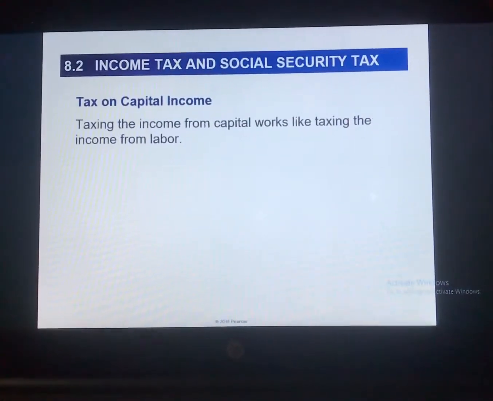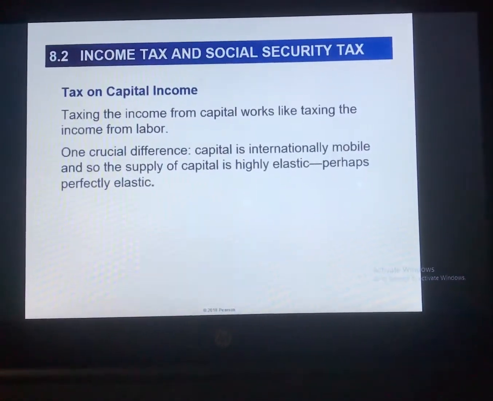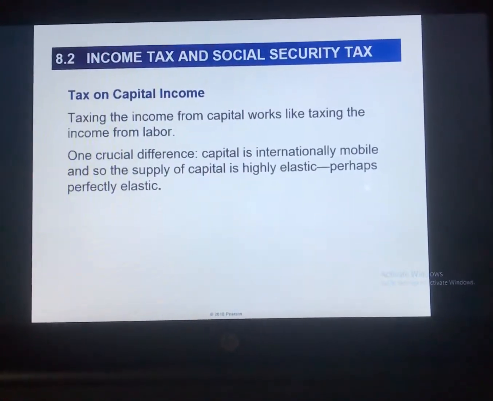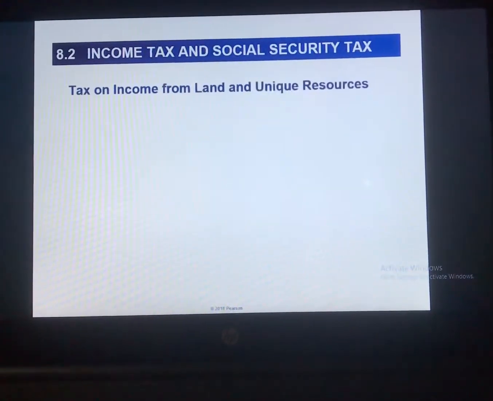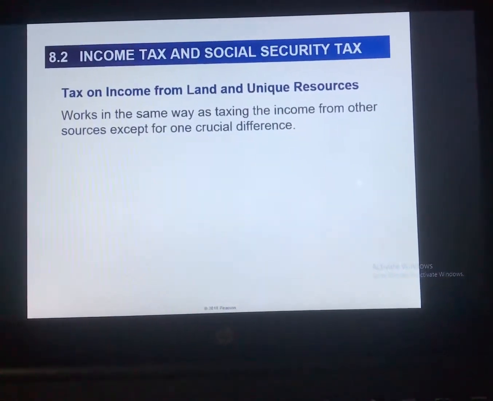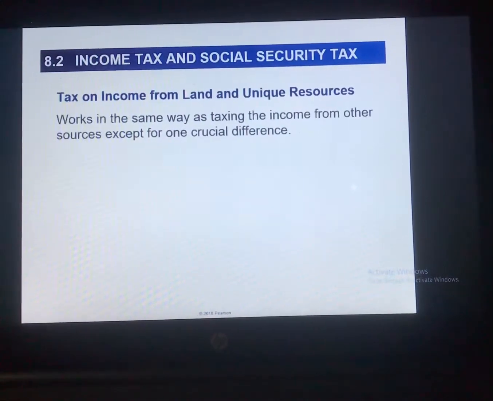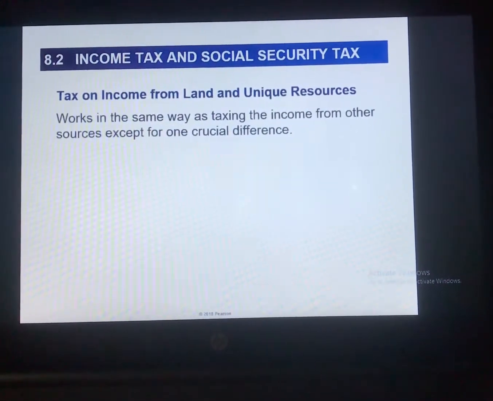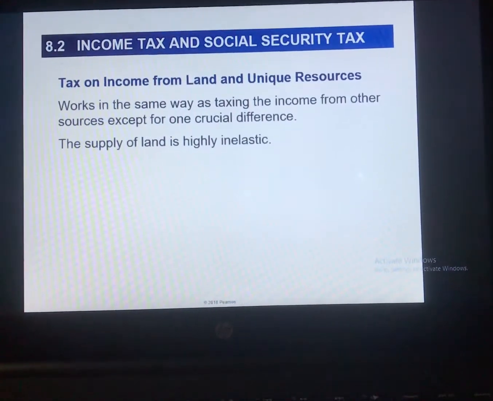Taxing the income from capital is like taxing the income from labor, with one crucial difference: capital is internationally mobile, and so the supply of capital is highly elastic. Now, a tax on income from land and unique resources works in the same way as taxing the income from other sources, except for one crucial difference. The supply of land is highly inelastic.